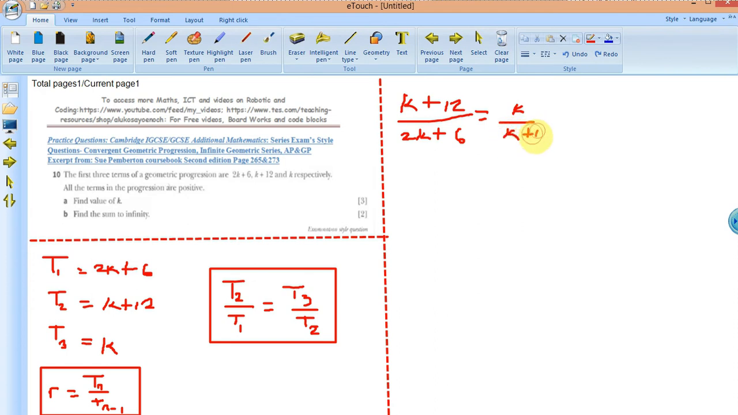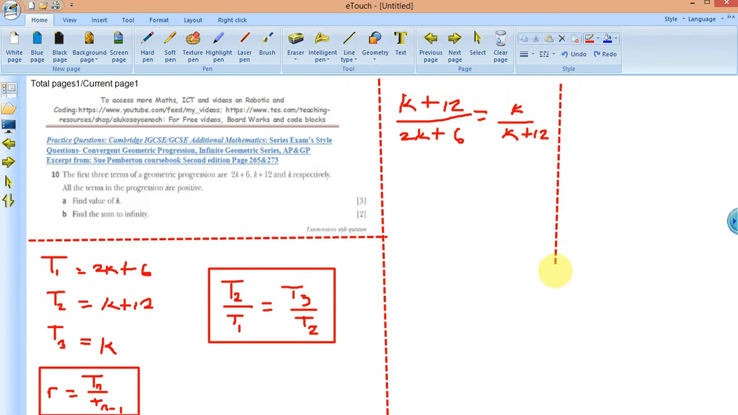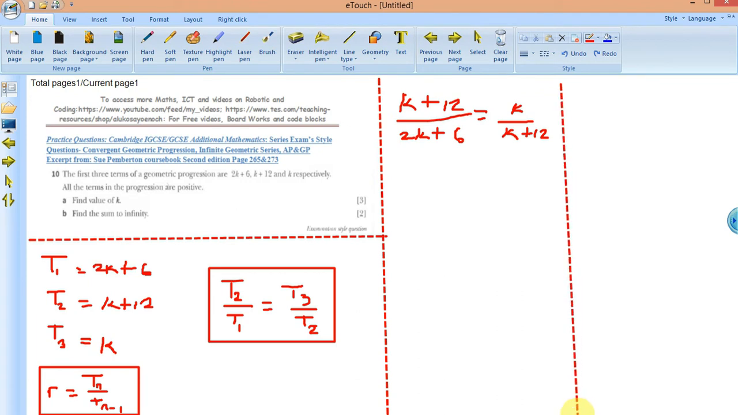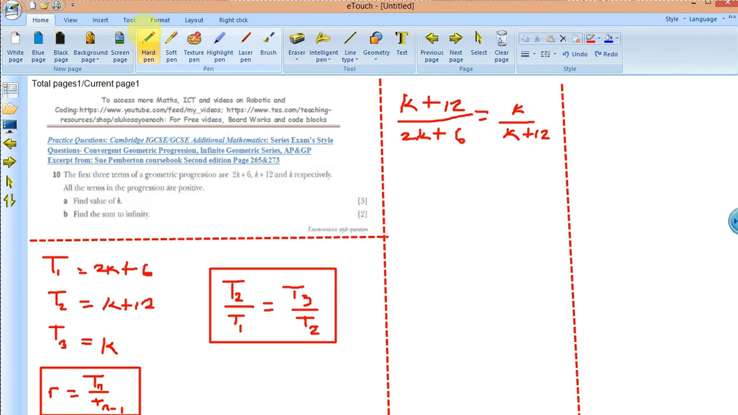I think the best thing for me is to demarcate, so as to manage my board very well. Let me demarcate this also, because I still have question B. I think the B part should go in there. So if you cross multiply this, you are going to have 2k squared plus 6k. That's what we have there.